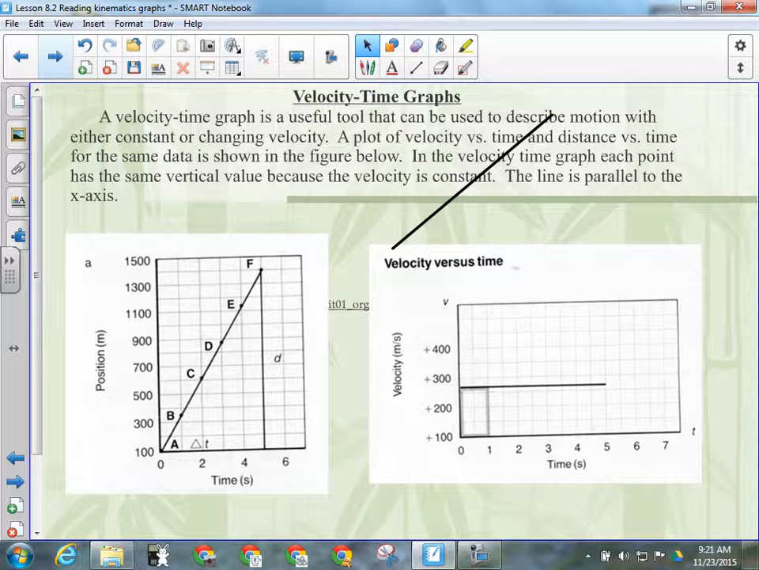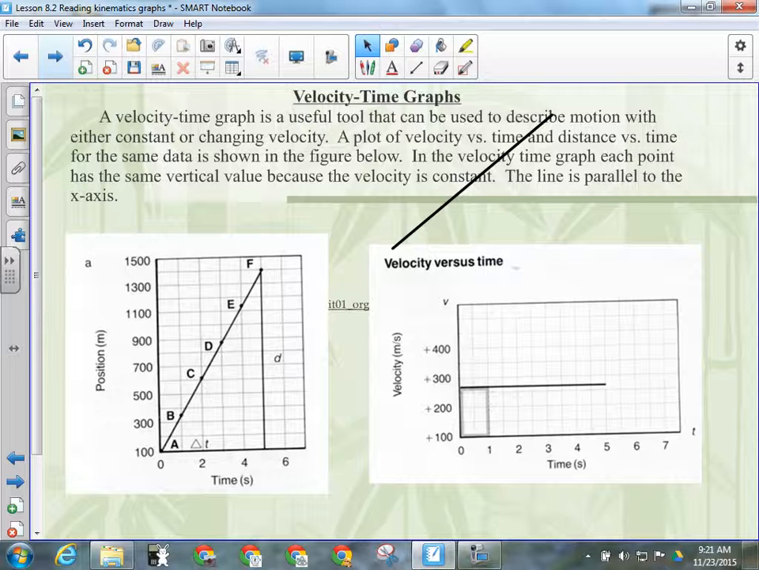On a position versus time graph, that shows that the position is changing, or increasing, every second. Everyone with me there? That's what this one is showing. It's showing it going up at a constant rate. And this is showing the velocity not changing. So it's showing an object traveling at a constant velocity.